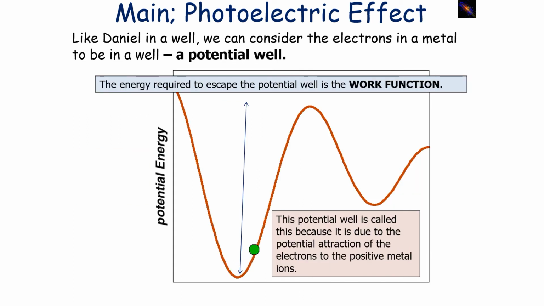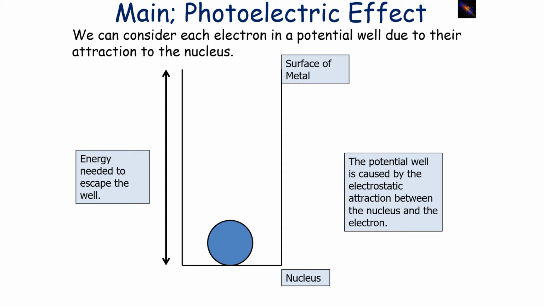Now, like Daniel in a well, we can consider the electrons in a metal to be in a potential well, and the energy required to escape the potential well is called the work function. We call this a potential well because it's there due to the potential attraction of the electrons to the positive metal ions. So we can consider each electron in a potential well due to their attraction to the nucleus. So the potential well is caused by the electrostatic attraction between the nucleus and the electron.